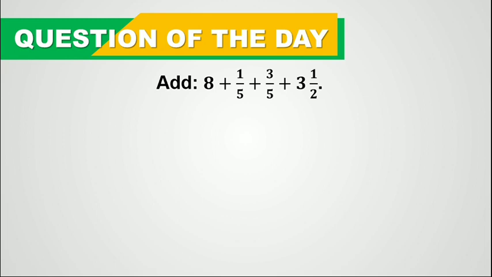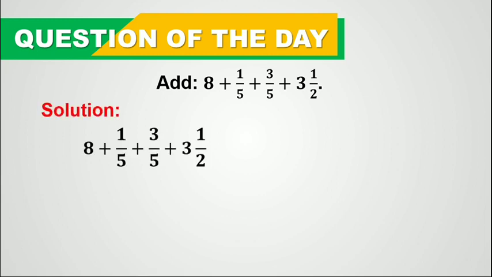Let's add 8 and 1/5 plus 3/5 plus 3 and 1/2. So solution, we're gonna add the whole numbers first. So as may whole numbers, Anna, it's 8 and 3. So 8 plus 3, and then we're going to add the fractions. So plus 1/5 plus 3/5 plus 1/2. So ato lang gilahi ang whole numbers first. So 8 plus 3, that's 11.